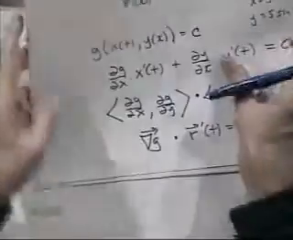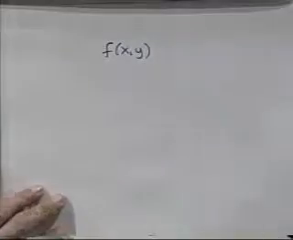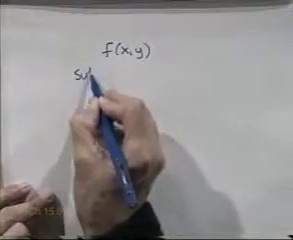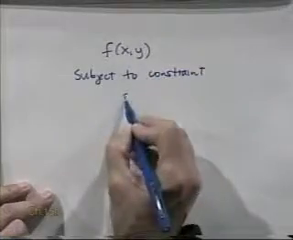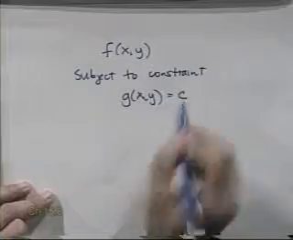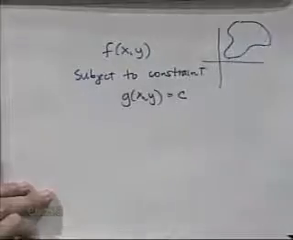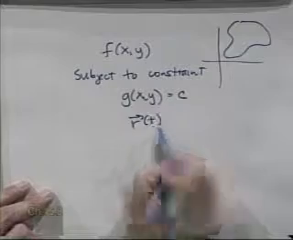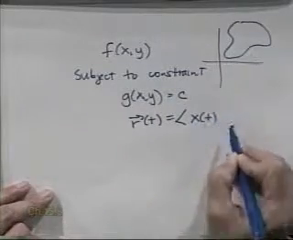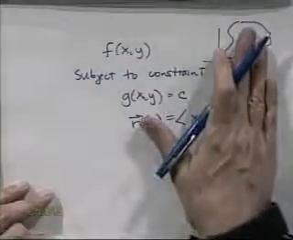Now, what we're doing today is we have some function, f of x, y, and we want to minimize or maximize it subject to the constraint that g of x, y is equal to a constant. This is some curve in two-dimensional space. It might look like this. And I'm saying, let r of t, which I'm going to write as x of t comma y of t, be a parametric representation of that curve.